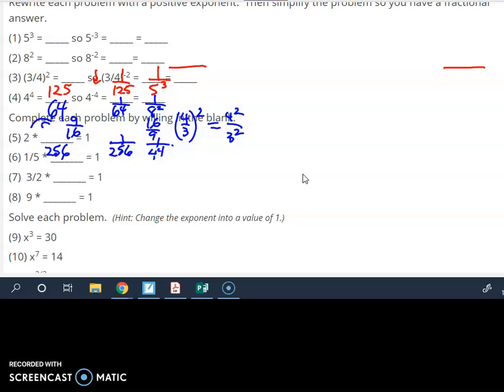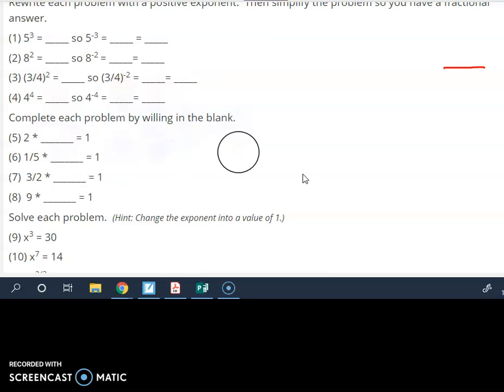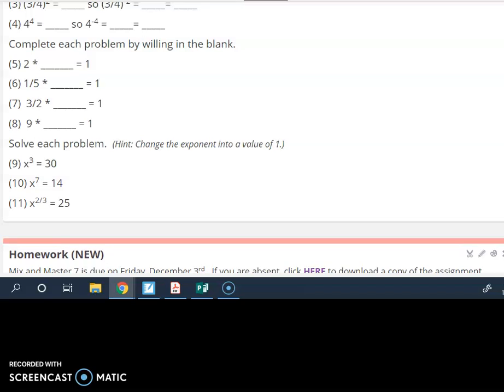For the next set of problems, you're being asked to come up with a number that is going to give me a final answer of 1. And the reason why I'm asking you to do this is because of what you're going to be doing in problems 9, 10, 11. So 2 times what number is going to be 1? 1/5 times what number is going to be 1, and so on. So if you haven't done this problem, go ahead and complete them, turn the video back on when you are ready to continue.